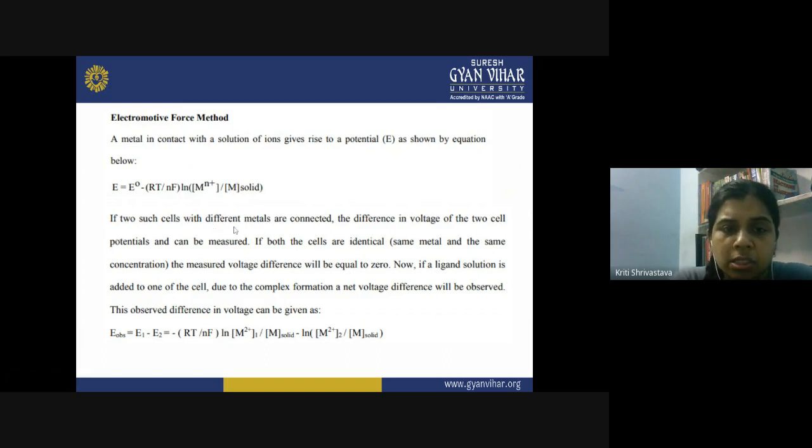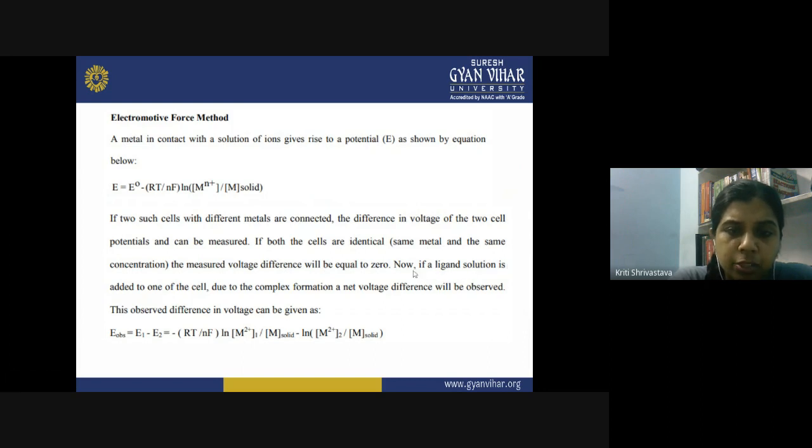So if two such cells with different metals are connected, the difference in the voltage of the two cell potentials can be measured. You have to prepare one cell, and you will find out the potential on both the electrodes. If you are connecting the two electrodes, you will get the overall EMF of the cell. And if both the cells are identical, the same metal and same concentration, the measured voltage difference will be equal to 0. So now let us take the two cases.